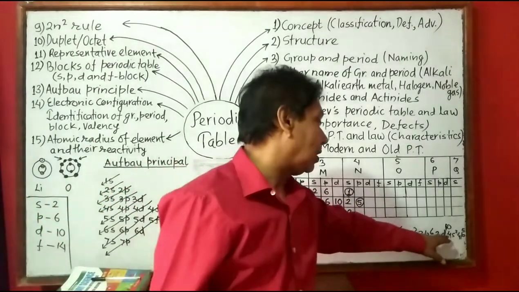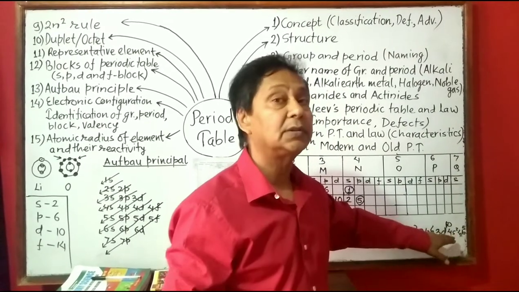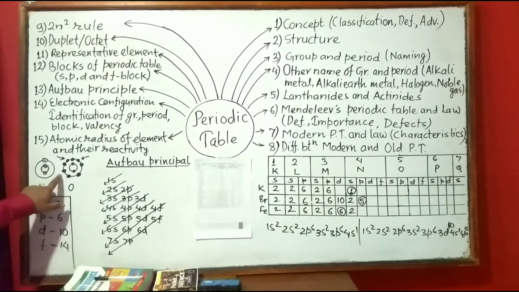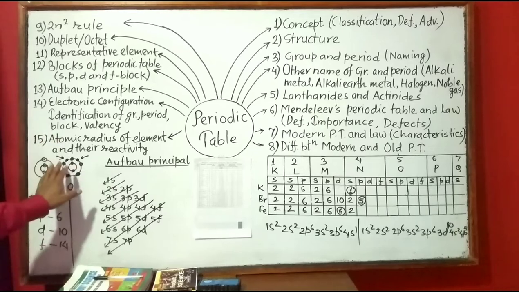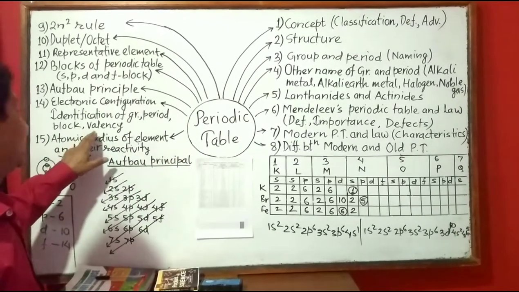In the same way, here, the outermost orbit has seven electrons. That's why it gains one electron from another, and that's why its valency is also one. But in the case of oxygen, it has six electrons in the outermost shell and it gains two electrons to form an octet, and that's why its valency is two. This way, you can identify the valency also.